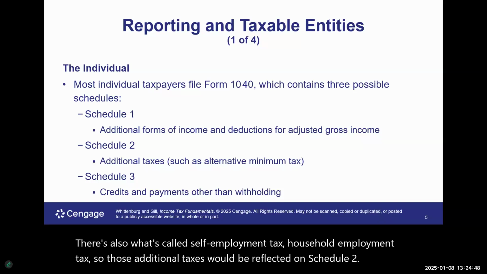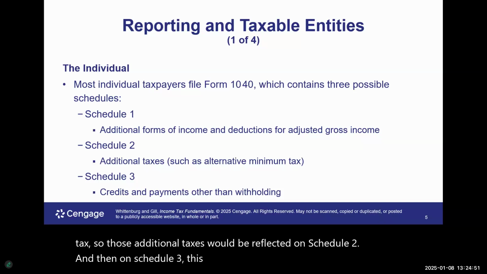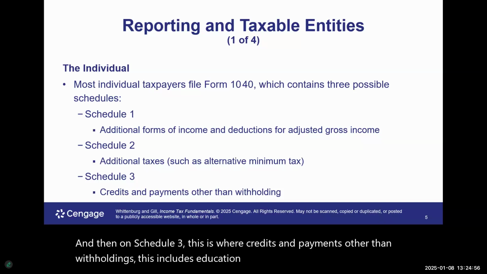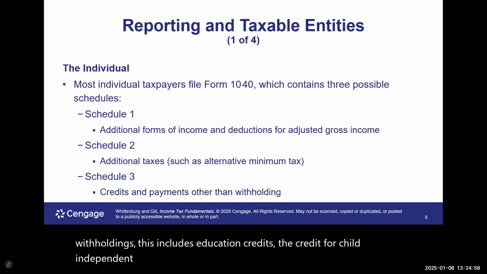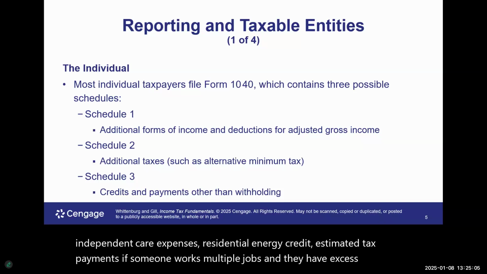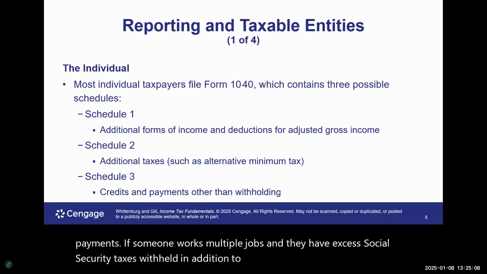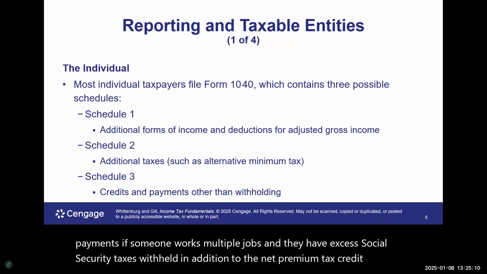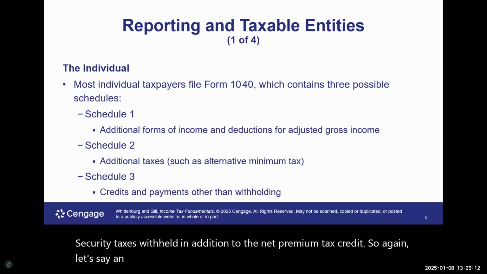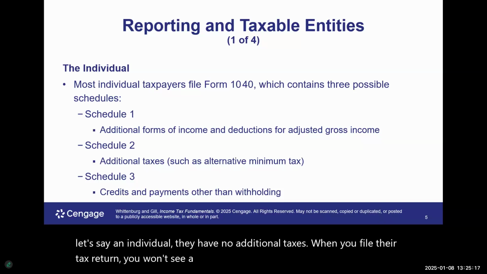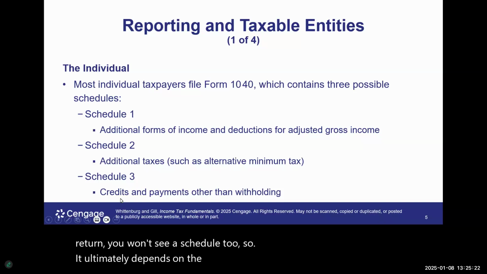And then on Schedule 3, this is where credits and payments other than withholdings. This includes education credits, the credit for child and dependent care expenses, residential energy credit, estimated tax payments. If someone works multiple jobs and they have excess Social Security taxes withheld, in addition to the net premium tax credit. So again, let's say an individual, they have no additional taxes. When you file their tax return, you won't see a Schedule 2. So obviously, it ultimately depends on the taxpayer's situation.